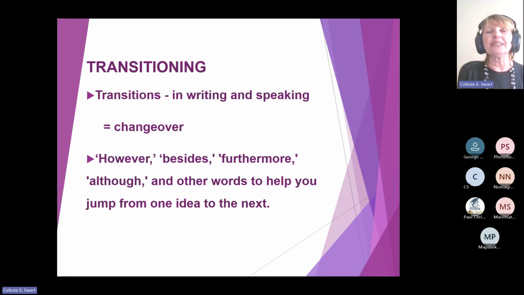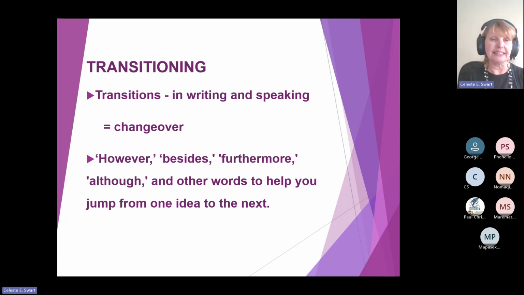Then we say transitioning. Transition means changing over or changing. And we use this when we write and we speak. We use words like however, besides, furthermore, although, and other words to help jump from one idea to the next. We might be telling us something, maybe it's something positive or maybe it's something negative about someone. And when we say however, we could say, John is a mean child. However, he's very kind to animals, or however, he loves animals. That sort of thing is where we will use our transitioning.